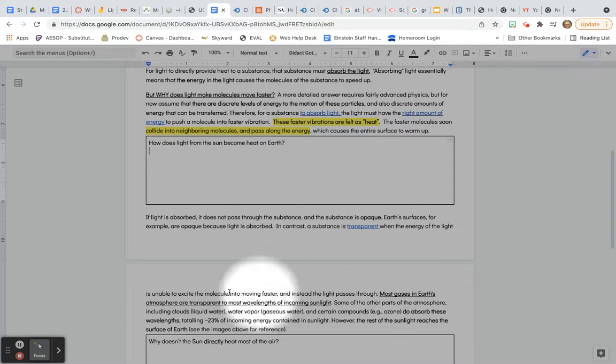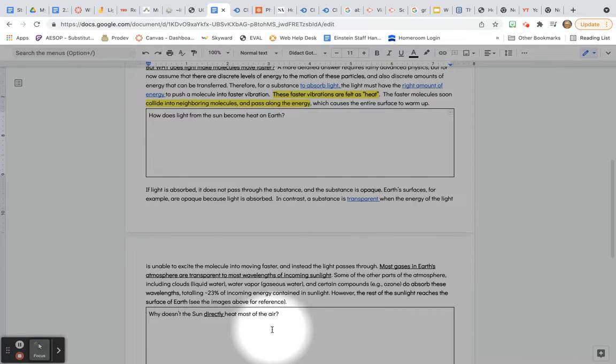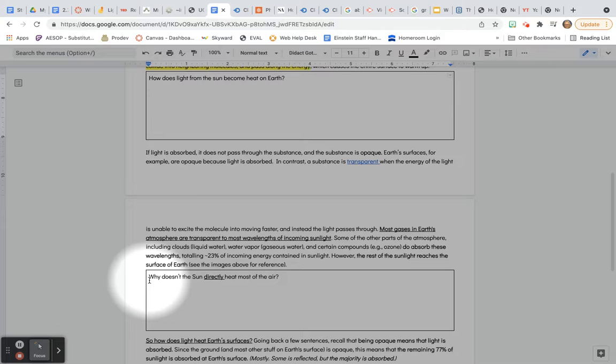However, the rest of the sunlight reaches the surface of Earth. And you can look at the pictures above again if you want some more help with that. So why doesn't the sun directly heat most of the air? Please pause the video and answer this question.